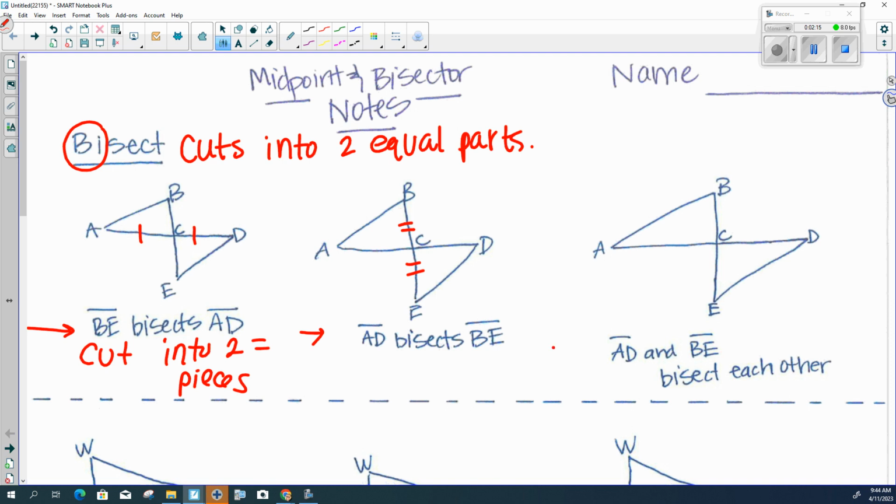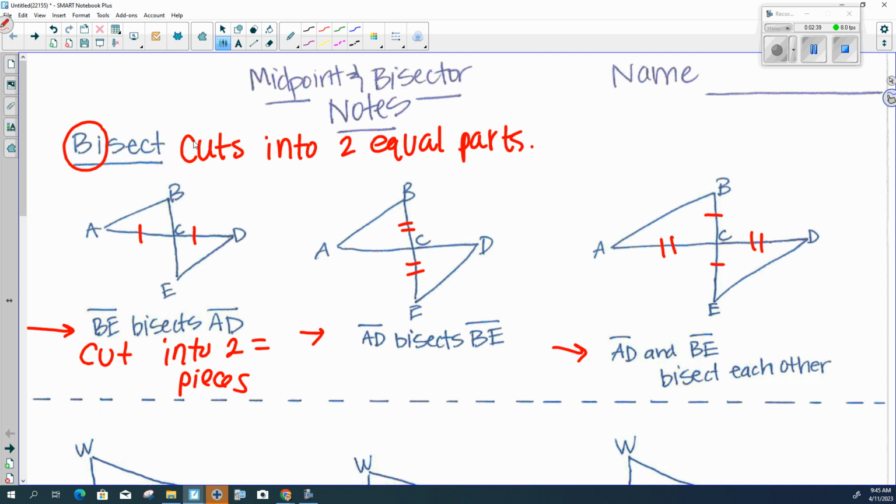All right, you're set. Will you read the third one? If they bisect each other, then they cut each other into two equal pieces. So I can do my dashes here to show congruence, and my dashes here to show congruence.